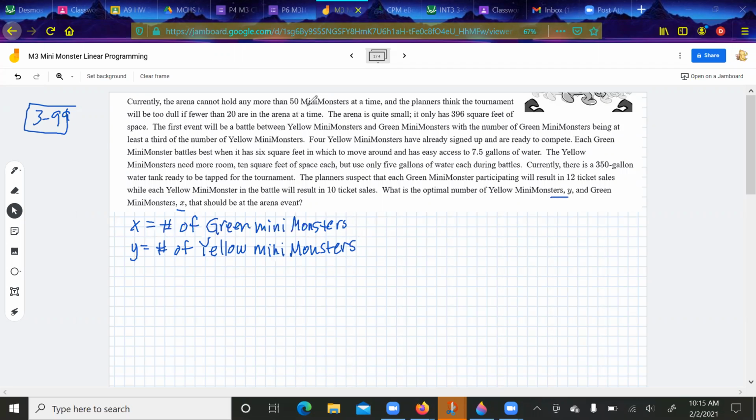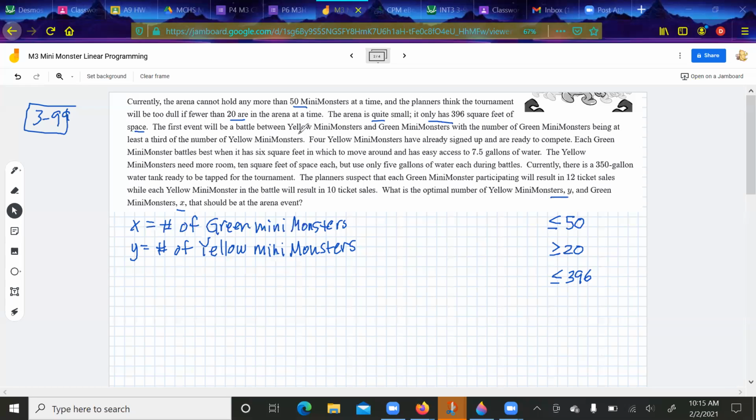Let's go on. So we know that it can't be greater than 50, right? So we're going to have something less than or equal to 50 as one of our equations. And then we want there to be more than 20, so we're going to have something greater than or equal to 20, because we read that part here. The arena is quite small. It only has 396 square feet of space. So that means we're going to have an inequality that is less than or equal to 396 also. And we'll fill in this part on the left after we read some more.